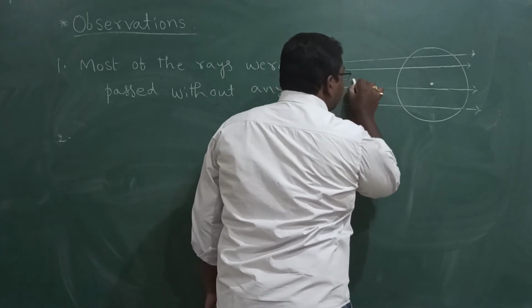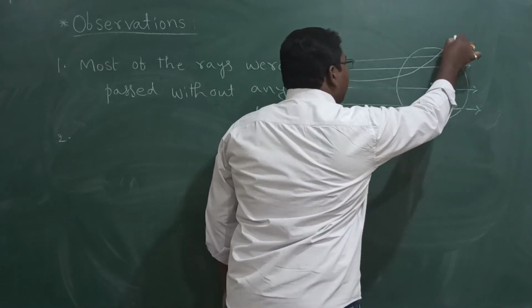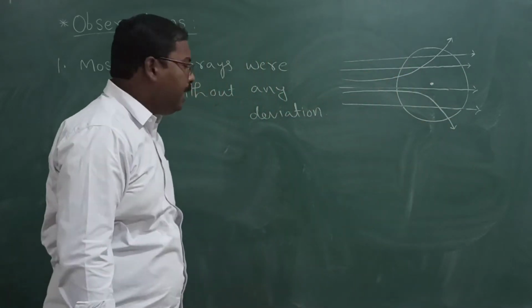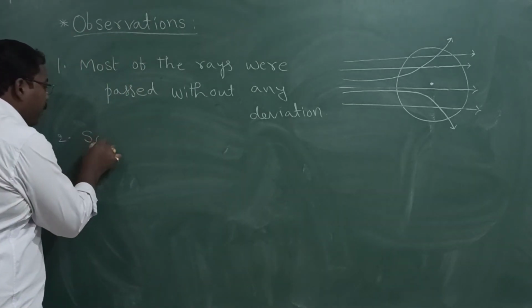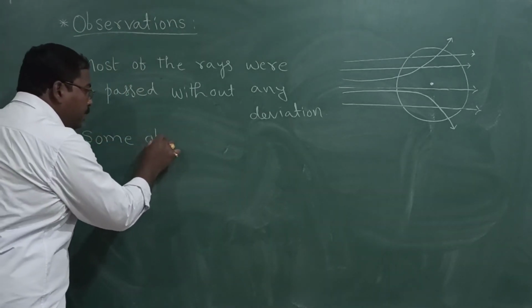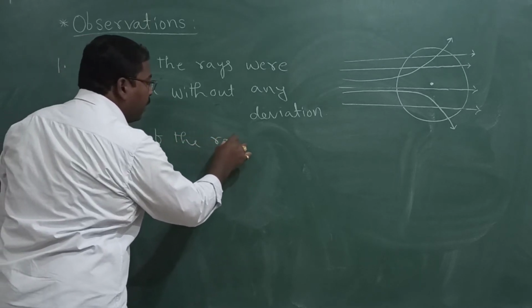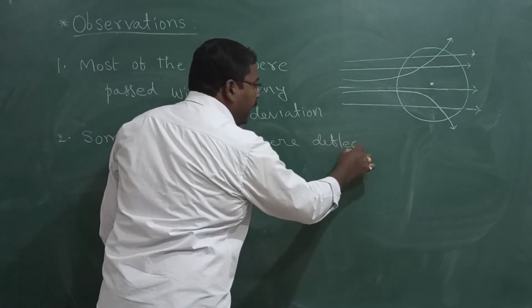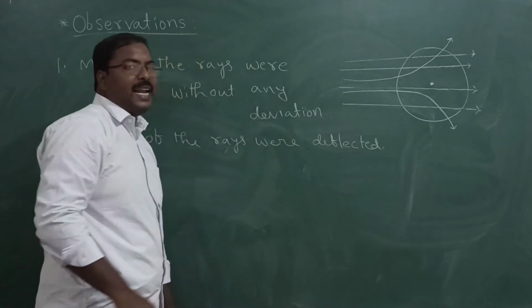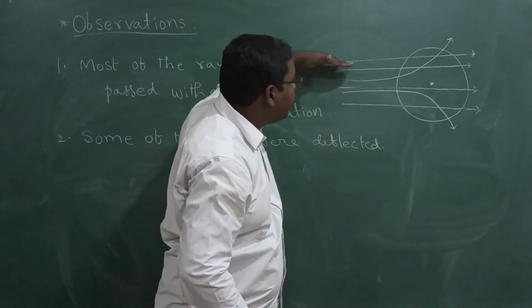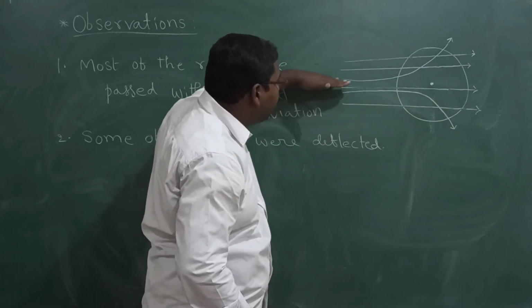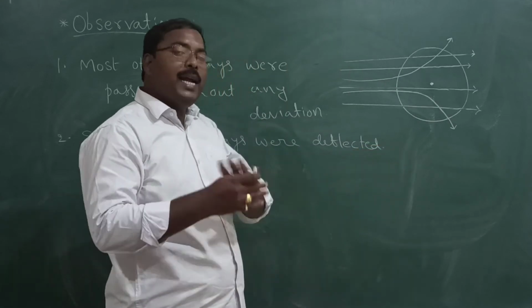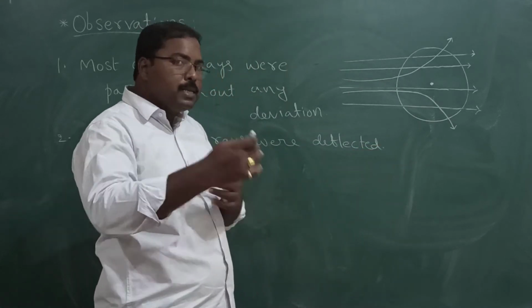Because of that, some of the rays were deflected with some angle. Okay? The second type of rays he observed is some of the alpha rays were deflected. Deflected means they changed their direction. See, actually the remaining rays are simply passing through the atom, but some of the rays, when they come here, change the direction. Okay? Why they changed, what he concluded, we will discuss further.